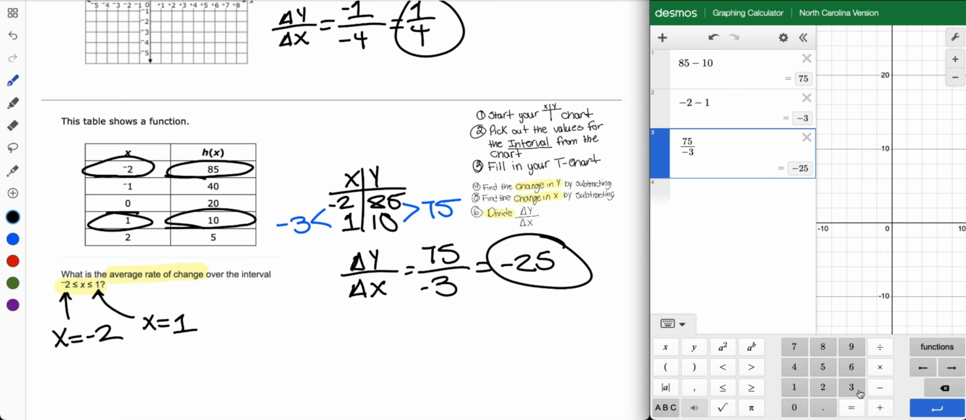But we have to pay attention. Like in a table, we're just picking out the points that match the interval that they tell us. In a graph, we have to find the ordered pair that is on the line that matches the interval they're telling us. And then in an equation, they're going to give us the interval. Then we have to plug that into the equation to get the y value or the result that will go along with that x. But if you have any questions, please do not hesitate to ask.